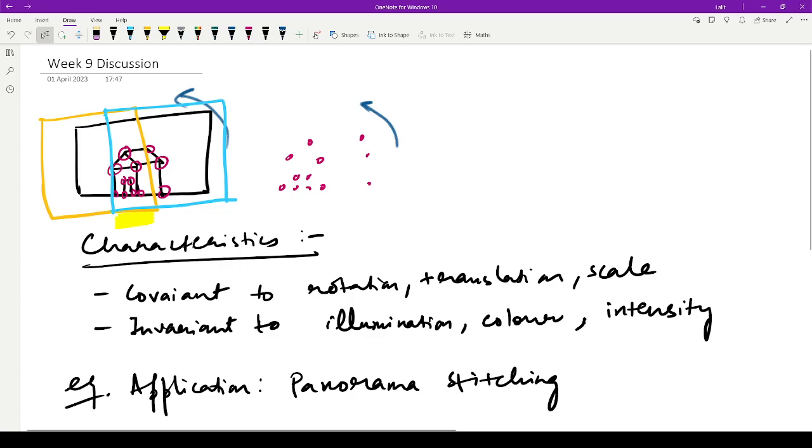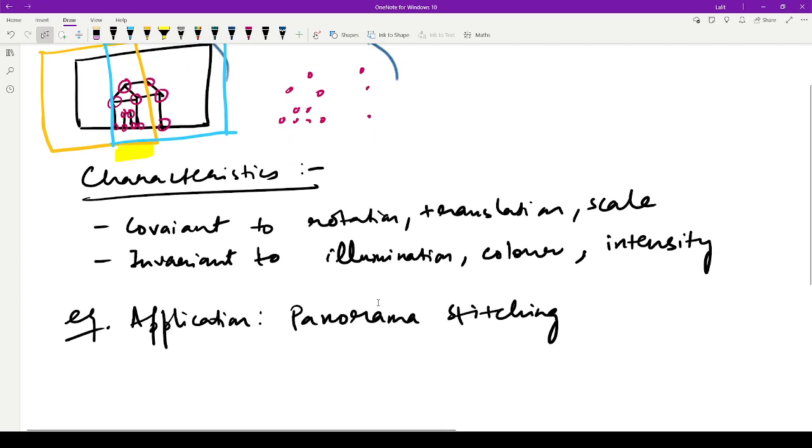So that alignment is called homography. This was discussed, right? Homography estimation. Anyone remembers, recalls it? What is homography estimation?